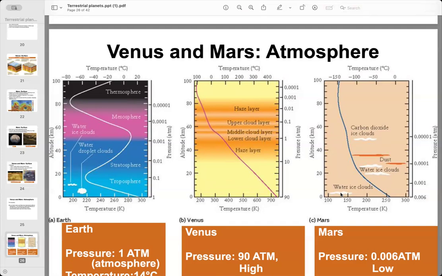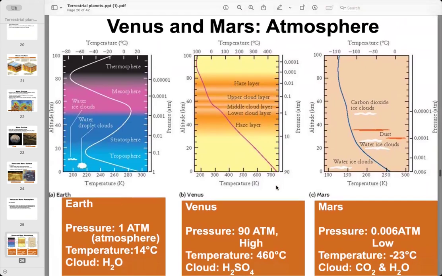When it comes to Venus, its atmosphere also extends to 100 kilometers, but the temperature variation is pretty uniform. It starts out very hot near the surface, about 800 Kelvin, and just keeps dropping as you go higher and higher up. And in the middle, there are several cloud layers and haze layers. And as we'll see, there's sulfuric acid rain that happens on Venus.